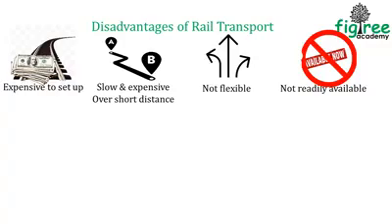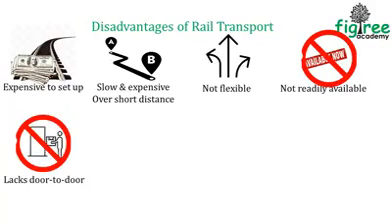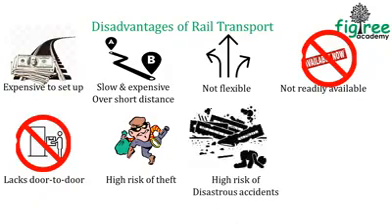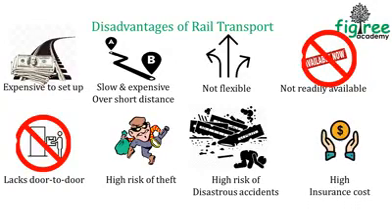Also, another disadvantage, it lacks door-to-door delivery as compared to road transport. Road transport can offer door-to-door delivery, but rail does not offer such. We move on. There is a higher risk of theft and damage to the goods when you are using this mode of transport. Also, it has a higher incidence of disastrous accidents. It's not common, but when accidents occur, they are very disastrous. Then lastly, it has high insurance costs. So these are the disadvantages of using rail transport.